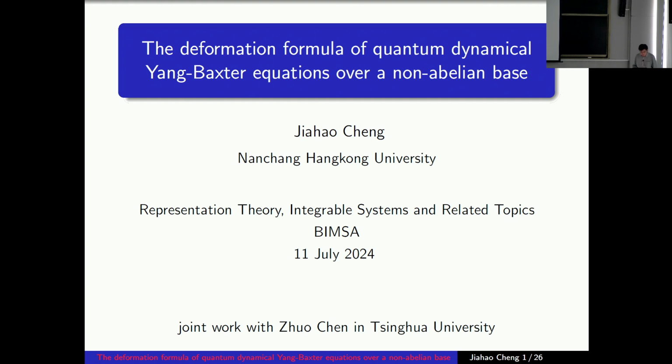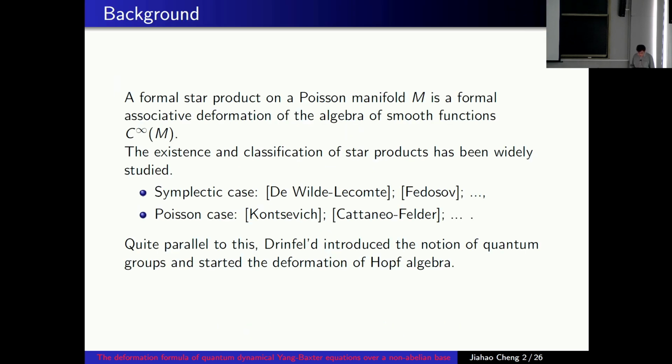Today I will talk about deformation formulae associated with the quantum dynamical Yang-Baxter equation over a non-abelian base. So let's recall some background about this equation. Let's first recall that a formal star product on a Poisson manifold is a formal associative deformation of the algebra of smooth functions.